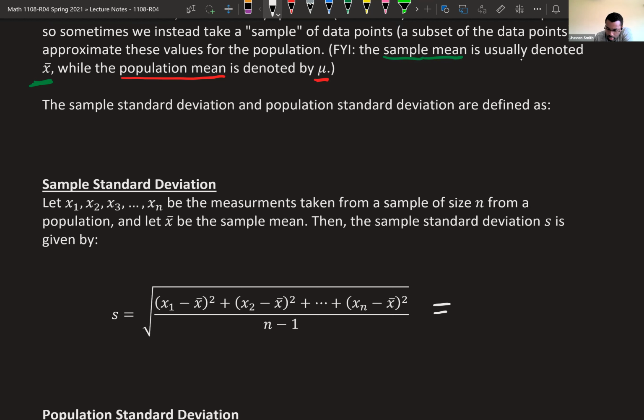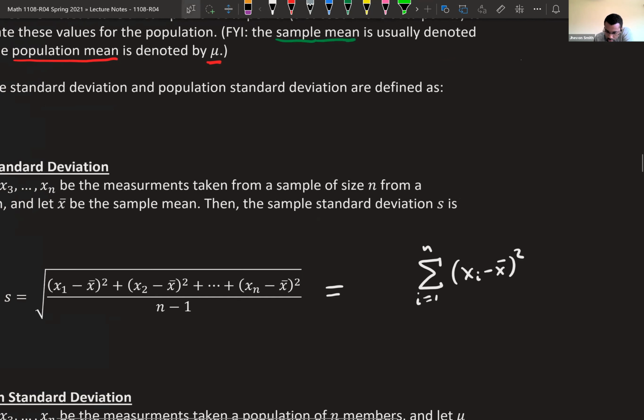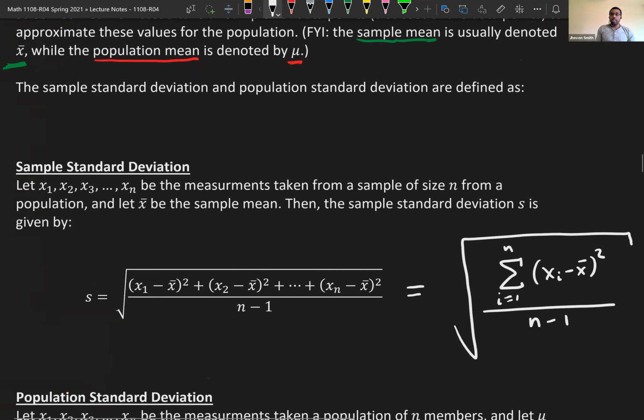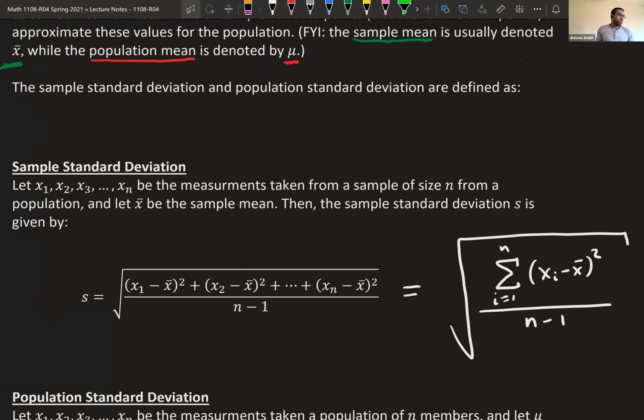I would say it's the summation, i goes from 1 up to n of xi minus x bar squared, all over n minus 1, and then you take the square root of that. And that would be the standard deviation, right? So a very big formula. Depending on your calculator, it might be very annoying to actually plug this in all at once. But I'll show you a couple ways to actually do that.